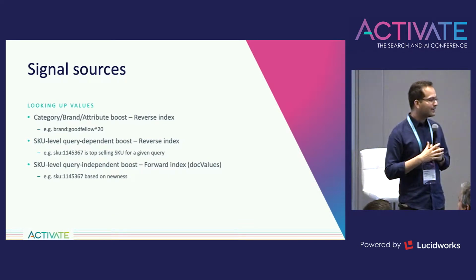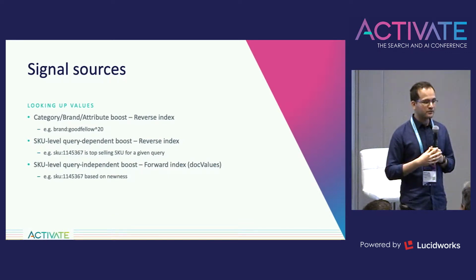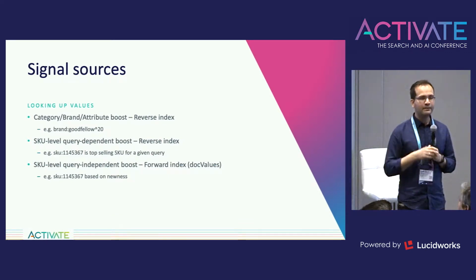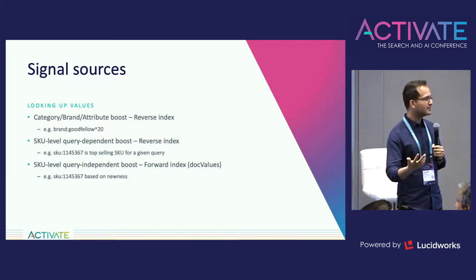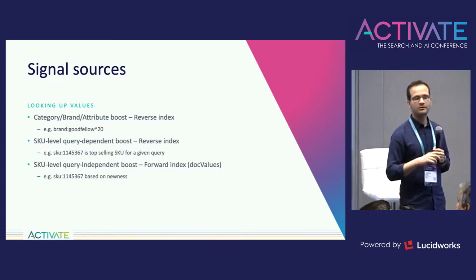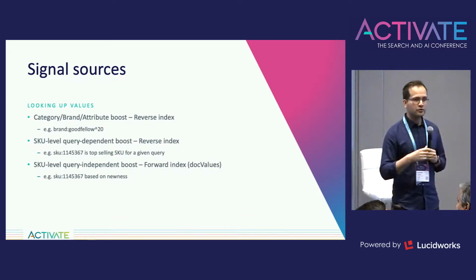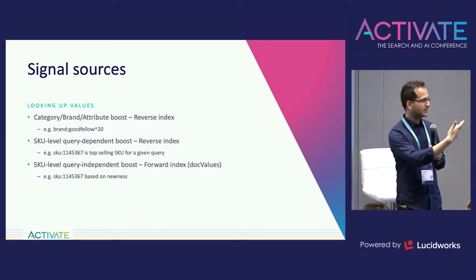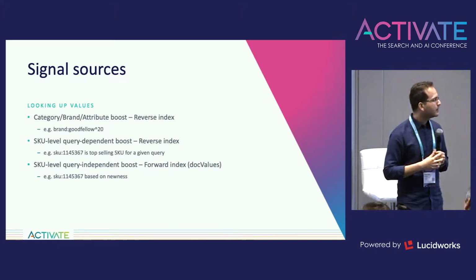But you could also have a query independent boost. Like for instance, you know that there's a certain SKU that, independent of the query, is really selling well, and you want to be able to boost that to the top based on a score threshold. And for that, you could do a forward index lookup. Forward index is basically your doc values.